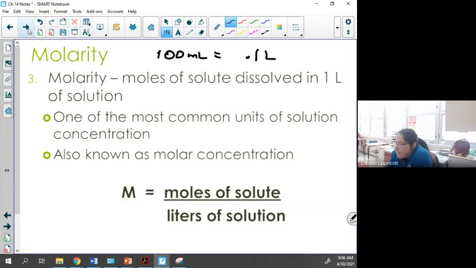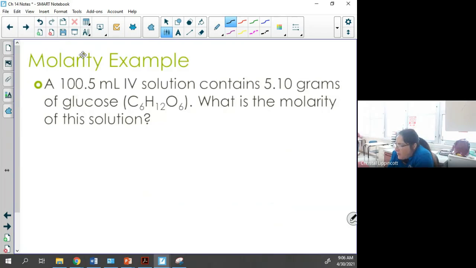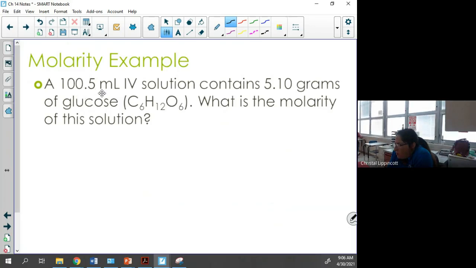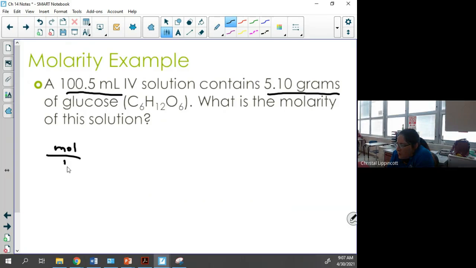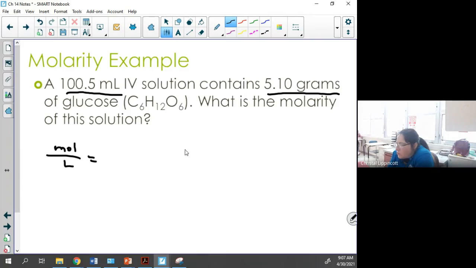Okay? All right. So here we've got IV solution. We've got 100.5 mL of IV solution. It's got 15.1 grams of glucose. They want to know the molarity. So we've got to convert this grams of glucose into moles. So get that into moles and then divide it by liters of this solution. So see if you can get that done. Moles over liters is going to give you your molarity.